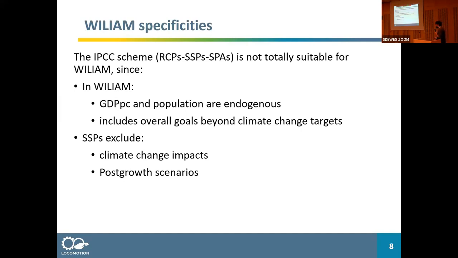Okay, so why did we need to develop a specific methodology for WILLIAM? Because WILLIAM has some differences with relation to the standard IPCC models. For example, in WILLIAM, GDP per capita and population are endogenous, which are, as you know, exogenous in most models and in the SSPs. In WILLIAM, we include more overall goals beyond climate change targets. On the other hand, the SSPs exclude climate change impacts, and as I already said, they exclude post-growth scenarios.